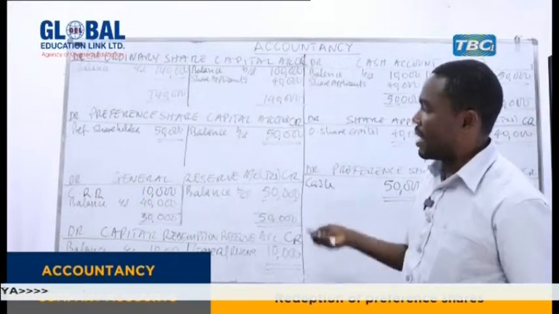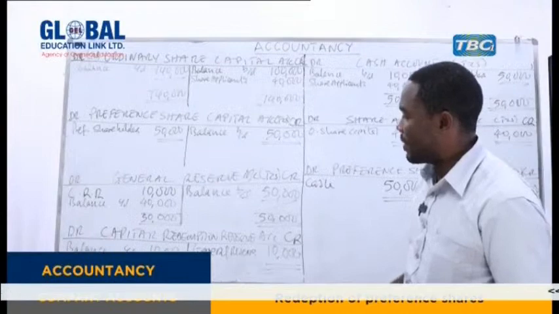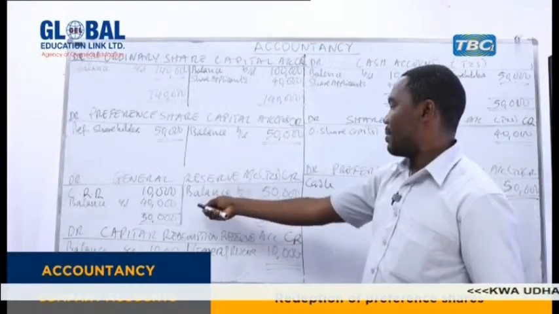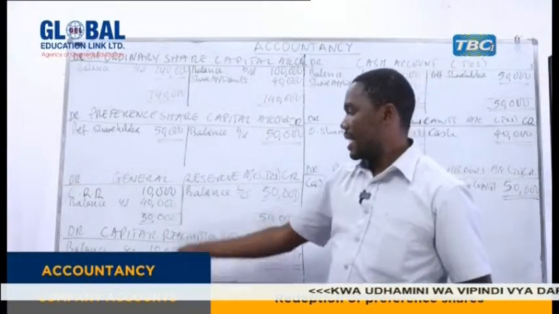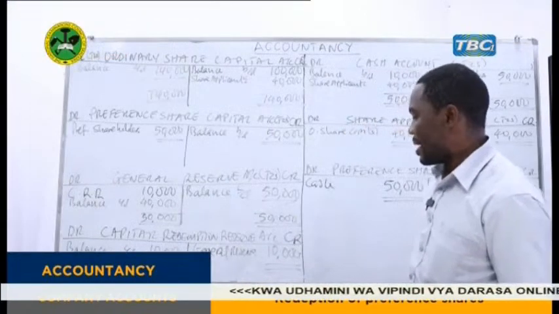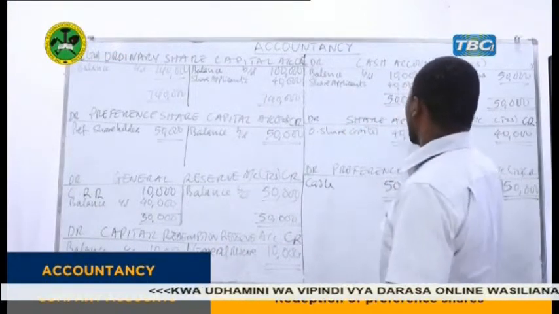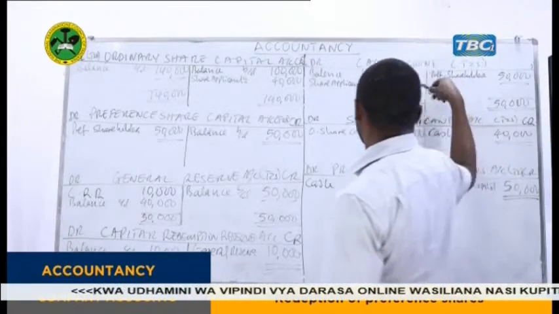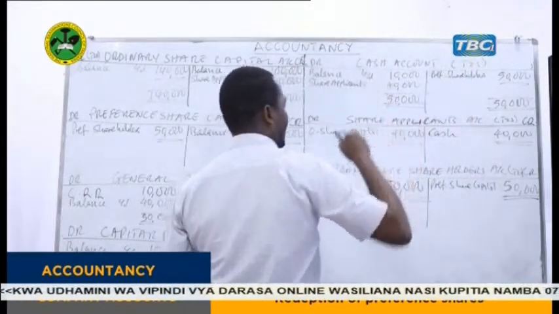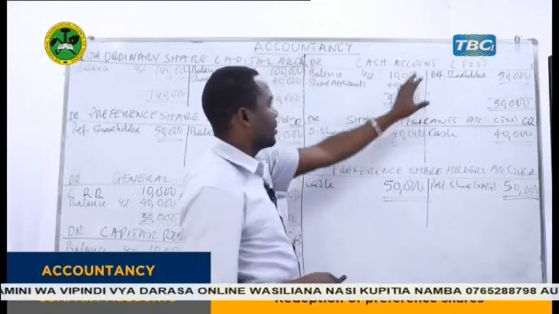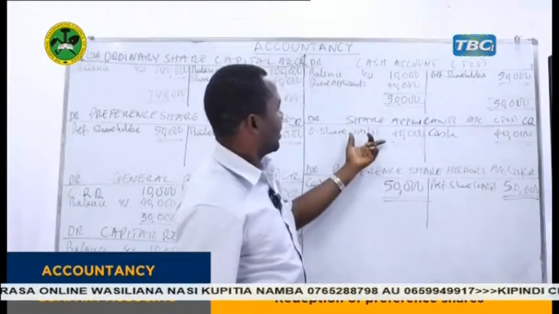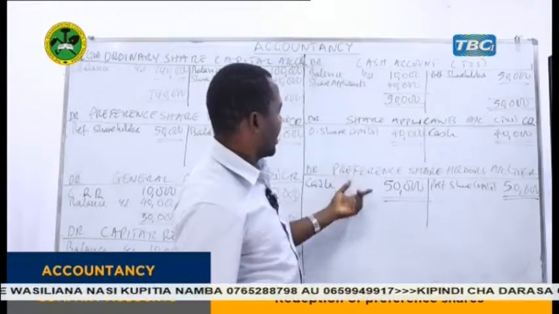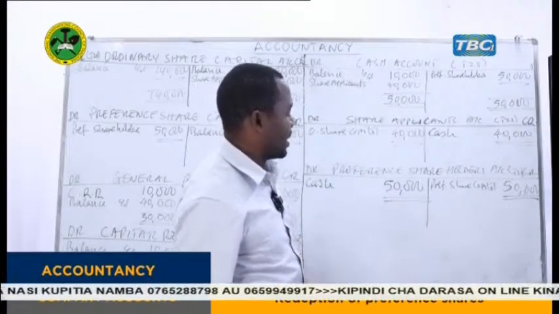It won't be shown in the statement of financial position. Yes, we have reduced our general reserve with the CRR. Of course, we have the CRR balance there. Cash, yes, of course, has paid the preference shareholders. So we remain with nothing. Zero balance. Share applicants, yes. The preference shareholders already paid.